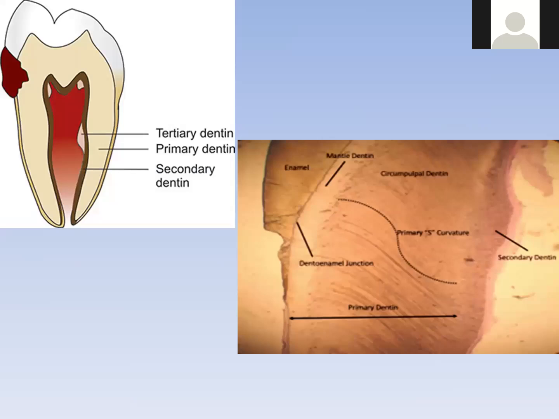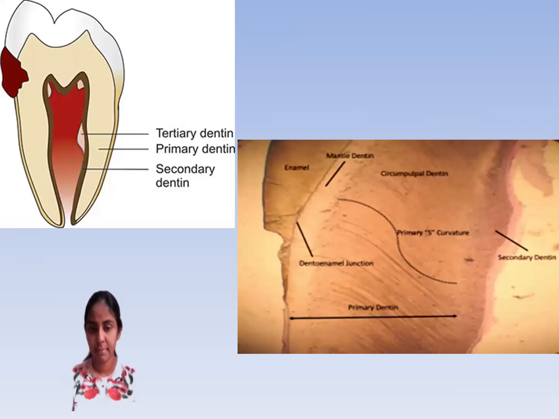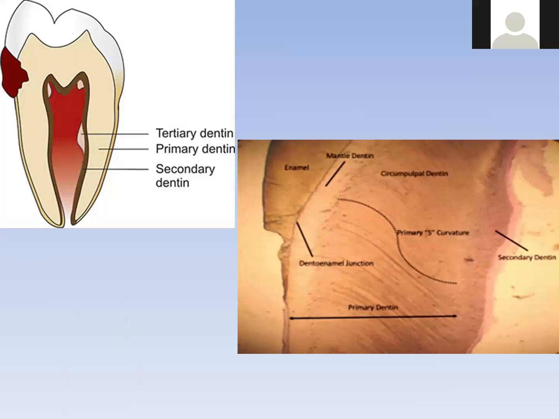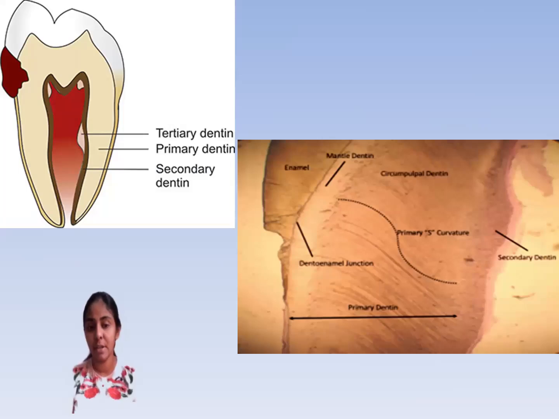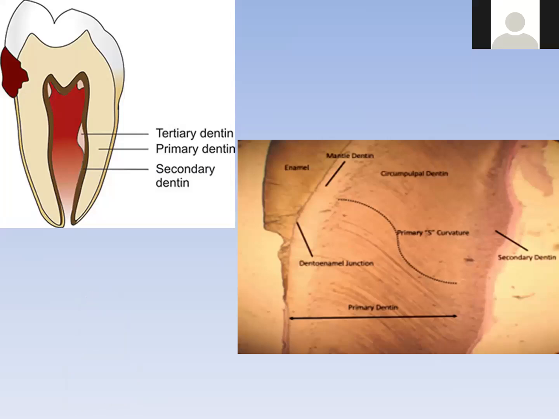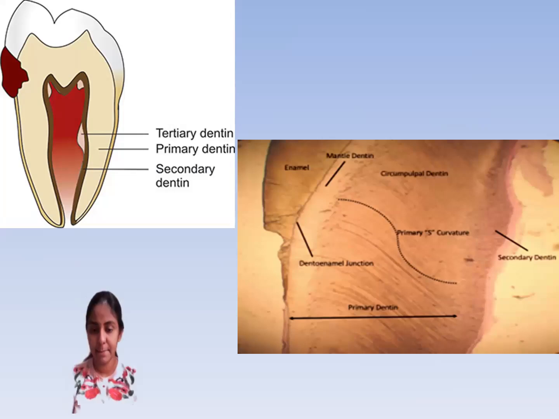Same diagram. In the diagram on the left, secondary dentin is seen surrounding the pulp. That is the dentin which is formed after root completion. The diagram on the right, you can appreciate the secondary dentin here, just below the primary dentin. Kindly note down these images because they can be asked as an image-based question.